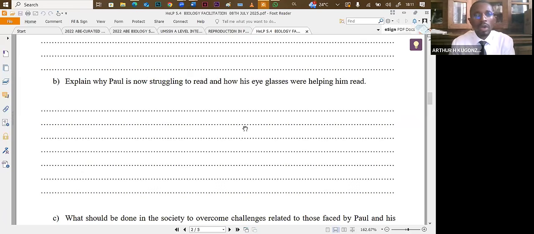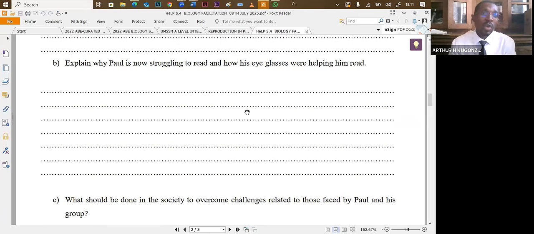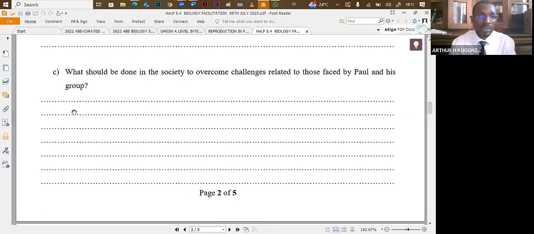And how can he be helped? The helping also, you have to mention the type of lens he has to use and what that lens does to help him see. So it is about how you explain your responses. I don't want to go into the actual details because you're interested in cramming, but I'm sure teachers have given you most of those things.